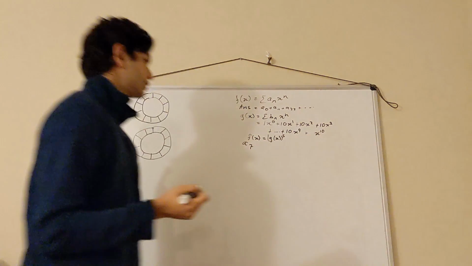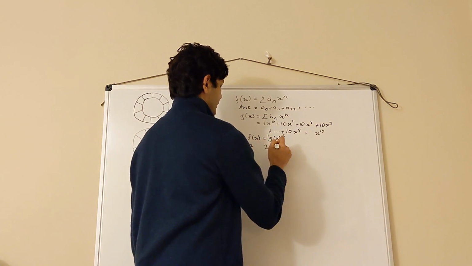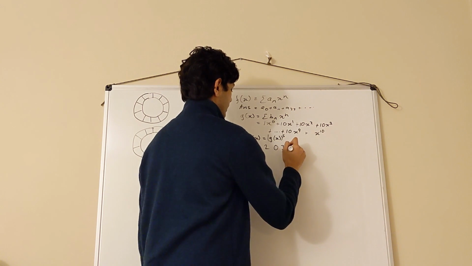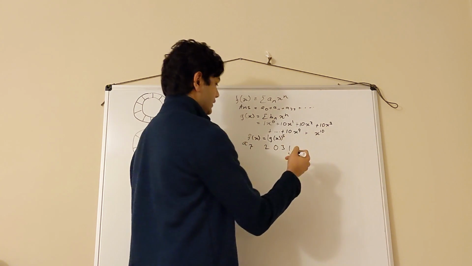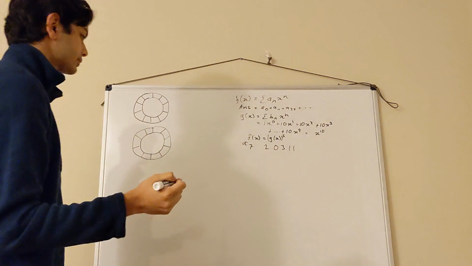7 again. So let's say that she picks, for example, 2 rungs from the first ring, 0 rungs from the second ring, 3 rungs from the third ring, 1 rung from the fourth ring, and 1 rung from the last one.